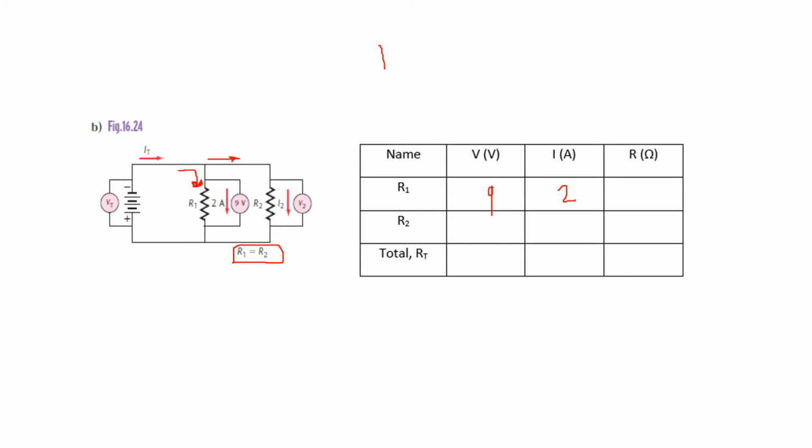But again, R is equal to V divided by I. So here, I can find my R1. V divided by I, that means my R1 will be 4.5 ohms. 9 divided by 2, right? V divided by I. So since R2 is equal to R1, I will also have 4.5 in here. But that's not helping me anyways, because again, I have two components here that I don't know.